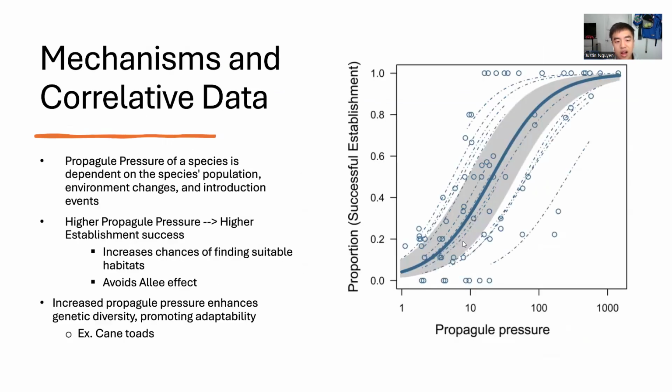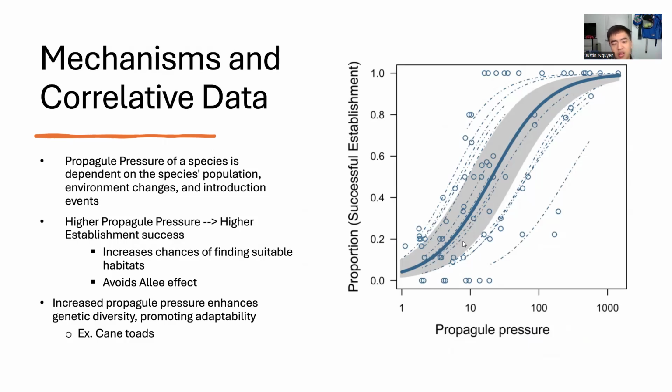So now let's discuss how propagule pressure works in practice. The success of a species establishment in a new environment depends on a variety of factors, including its population size, frequency of introduction events, and environmental changes that occur. One key principle here that you can see from the graph is the positive relationship between higher propagule pressure and higher establishment success. With greater numbers of individuals being introduced, the species has more chances to find suitable habitats.